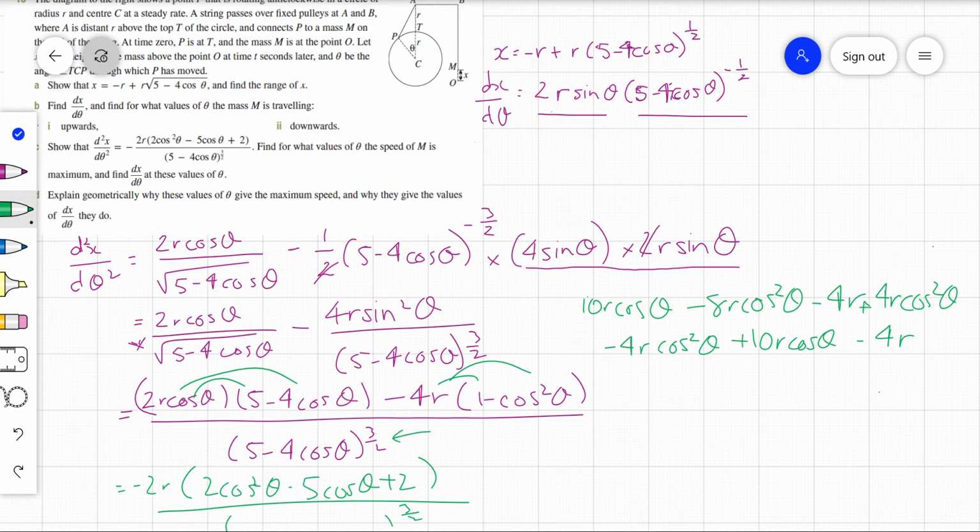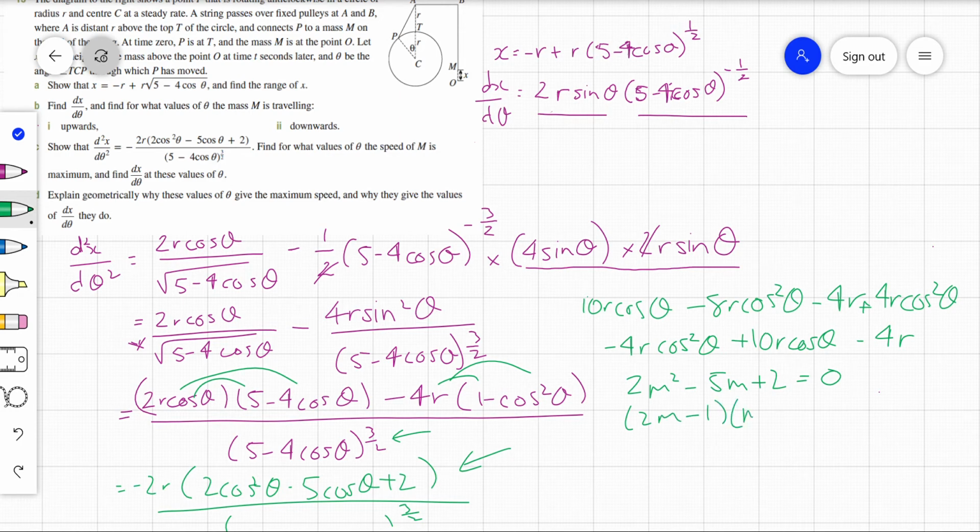Okay, now if we want the maximum speed, that would be where the acceleration equals 0, and this is the acceleration. So where does the acceleration equal 0? Well, we'll just make the top equal 0. If I let m equal cos theta, I've got 2m squared minus 5m plus 2 has to equal 0 to make that acceleration equal 0, which will give us the maximum speed.